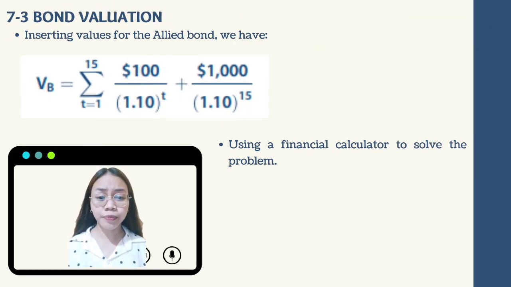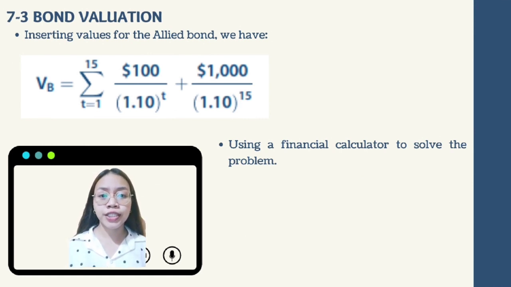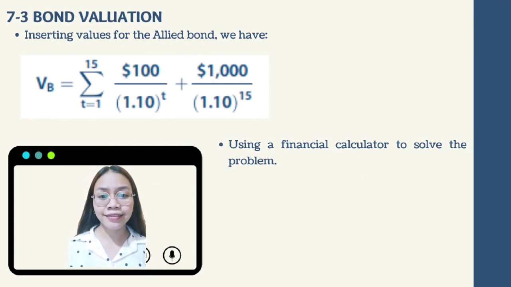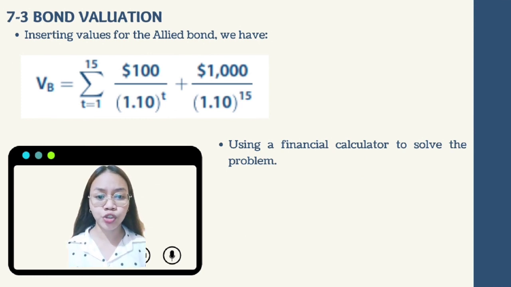Inserting values for the ALID bond, we have VB is equal to the summation of t equals 1 to 15 of 100, which is the INT, divided by 1.10, because 1 plus RD, the discount rate, is 1.10, raised to t, plus 1,000, the par or maturity value of the bond, divided by 1.10 raised to 15, the number of years before the bond matures.